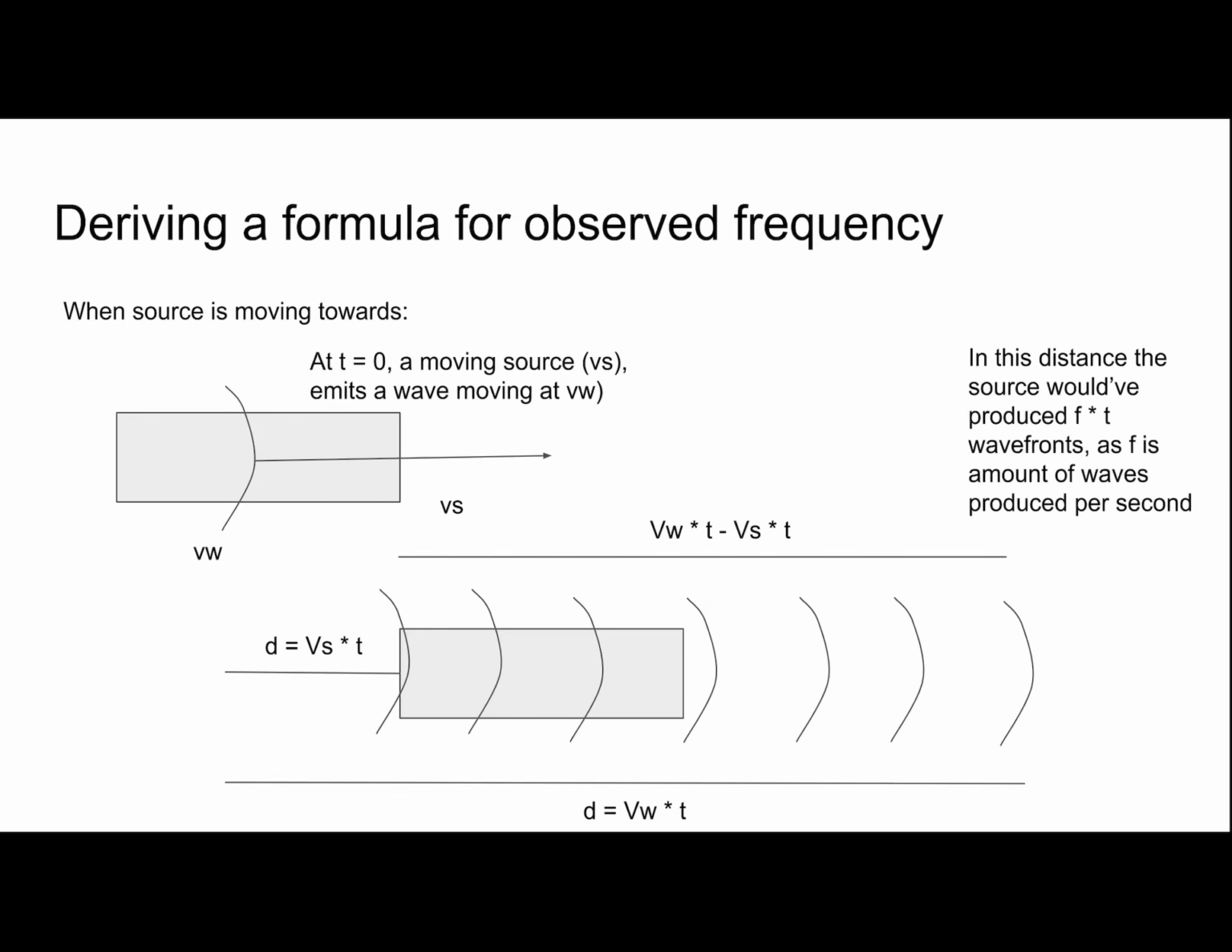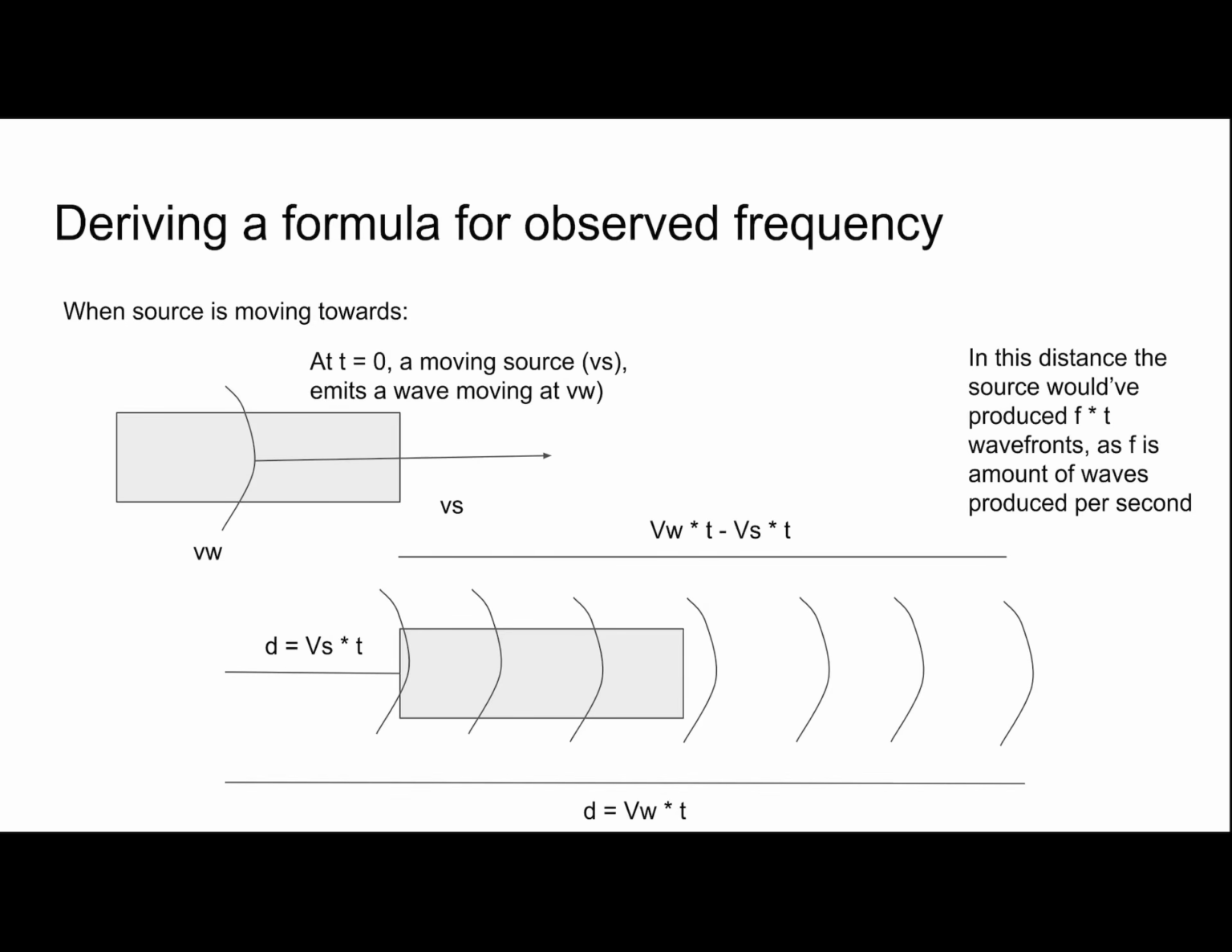We know that in t seconds, the wave would have traveled vw times t, because d equals v times t. Speed is constant, so d equals the speed of the wave times time. Likewise, the distance traveled by the source will be equal to the speed of the source times the time. So we notice that the source has moved some distance, and also the waves have moved some distance. And now we notice that the same number of wavefronts, frequency times time, is now concentrated in a smaller distance because the source is moving towards the observer.